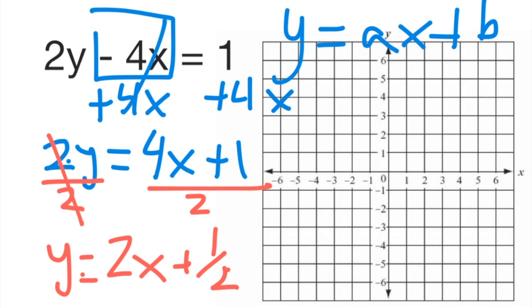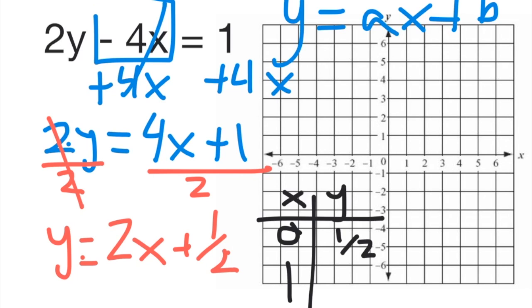Again, make a table. Pick at least 2 x values. Insert the 0 into the x. 2 times 0 is 0 plus half is a half. 2 times 1 is 2 plus a half is 2 and a half. Now we have our points and we can graph it. 0, half, 1, 2 and a half. Then connect your points to see the line.